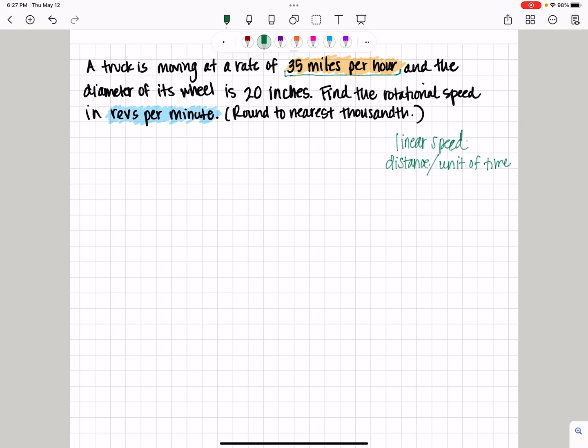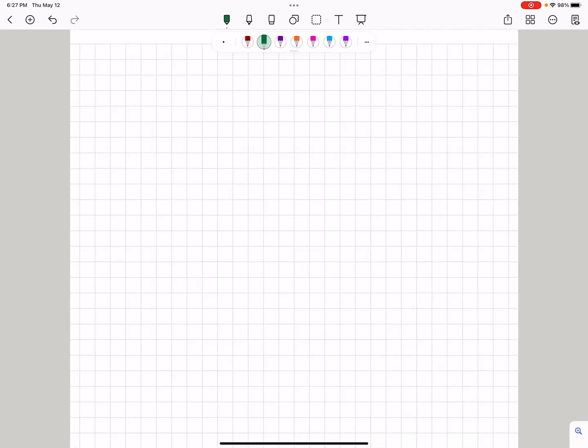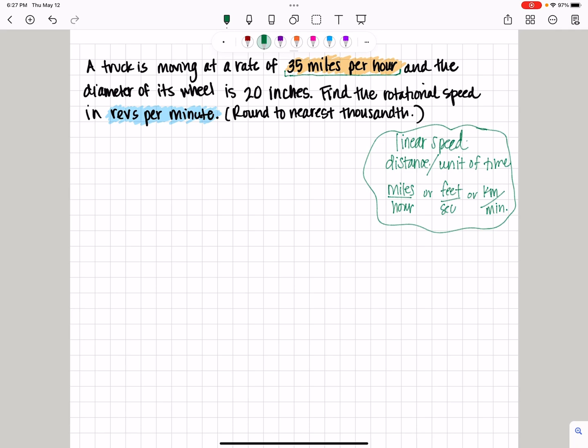How about if I do this? Miles per hour. That would be a distance per unit of time. Or another example might be feet per second, or kilometers per minute. So lots of different ways to show your linear speed depending on the unit of measure. So that's our linear speed, and we're all familiar with that. It's the speed limit, right?